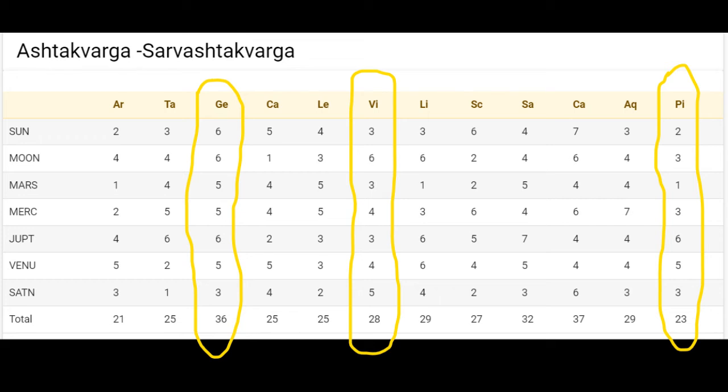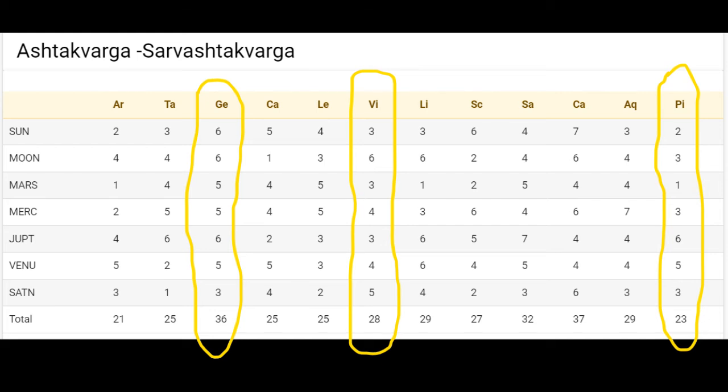I'll take an example of Jupiter. When Jupiter passes through each house, how is it going to give money for this person? For this person, this is a Leo Lagna, and for Leo ascendant people, the 11th house is Gemini. When Jupiter passes through Gemini, it gives 6 points, which is very good, so the Jupiter transit will bring a lot of good money for this person.